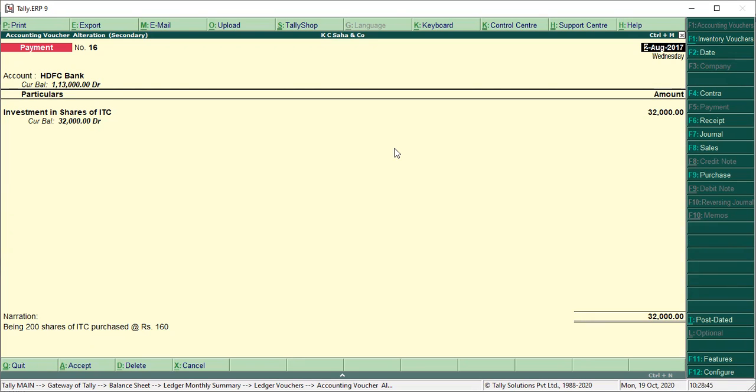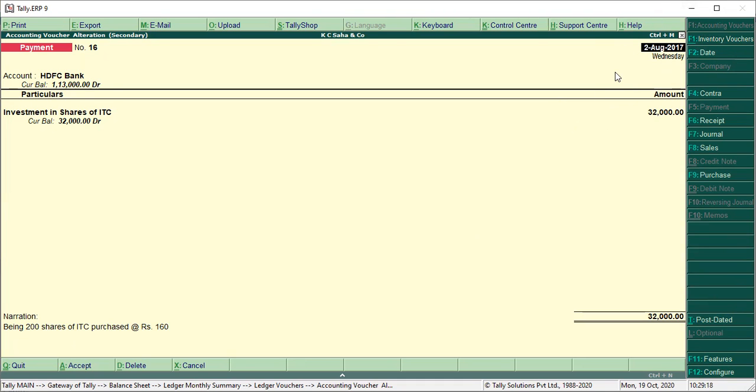So the entry will be here because you have made the investment. Cash will go out, that is a cash outflow. So the payment entry, F5, has to be passed. That is investment in shares of ITC Limited account debit to bank account. So the entry is right, but you have to check the date of investment. The date is 2nd of August 2017, when you invested in the shares.